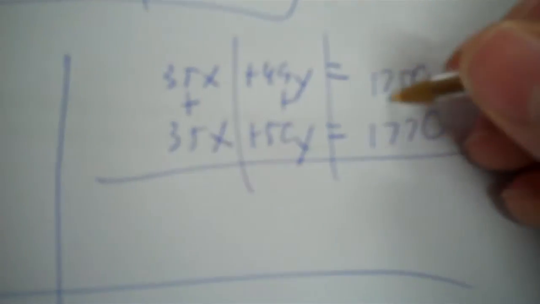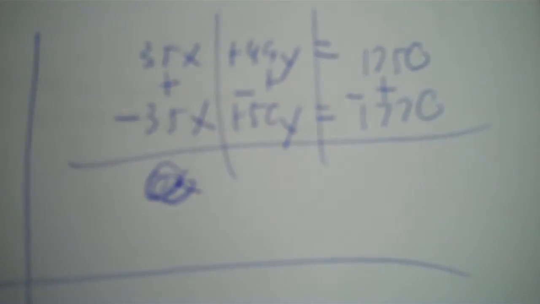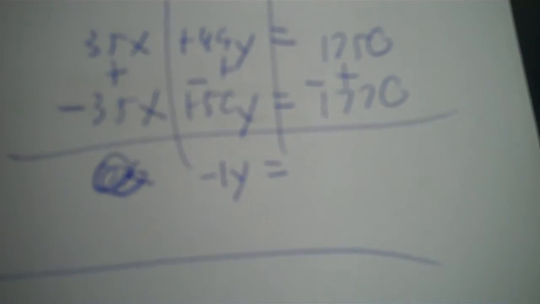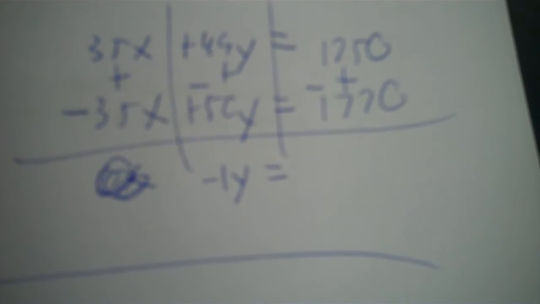We add these together, but you got to negative that one so that it zeroes out. And then 50 is negative, 1,770 is negative. So I'm adding 49 to negative 50, it's negative 1y. 1,750 plus negative 1,770 is negative 20. And you divide each side by negative 1, and you get 20. So the uniforms cost $20.